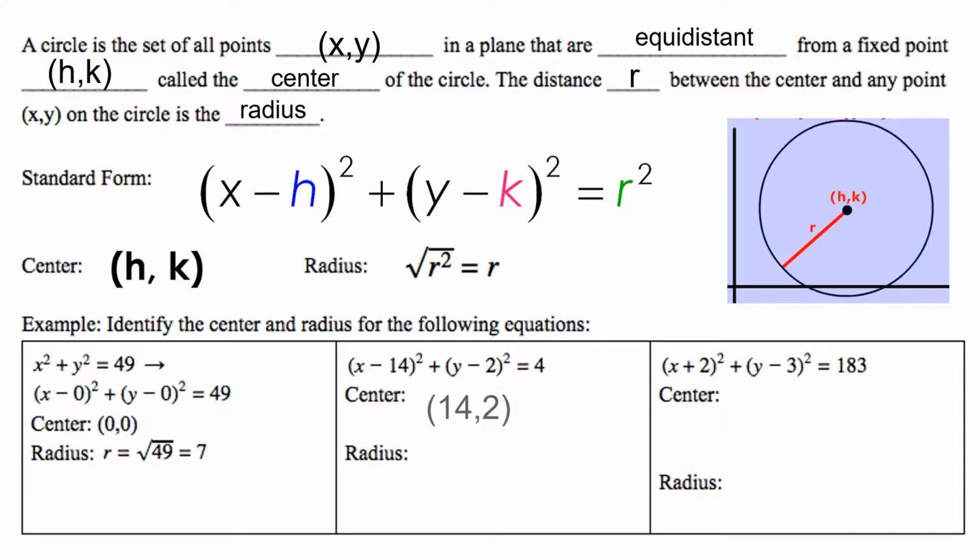In the middle, our center is (14, 2), and our radius is 2. And on the right-hand side, our center is at (-2, 3), and our radius is the square root of 183, which is approximately 13.5.